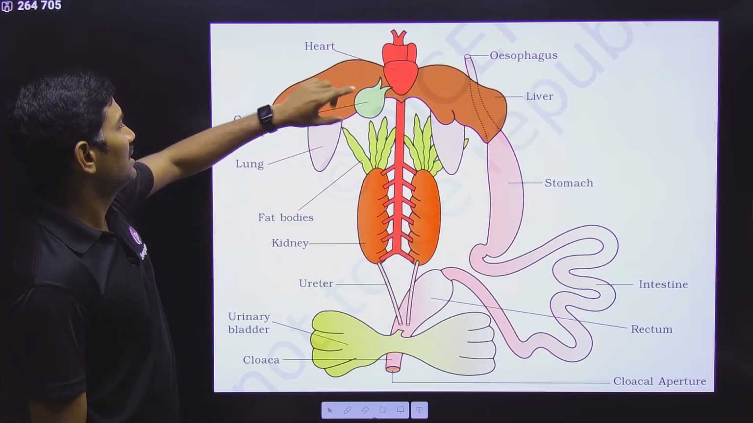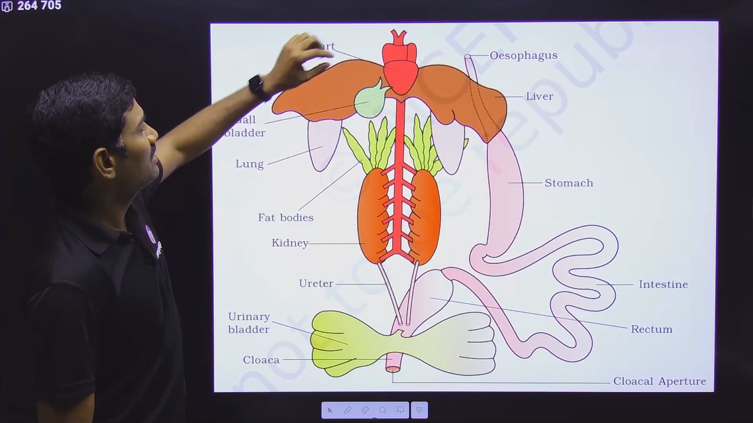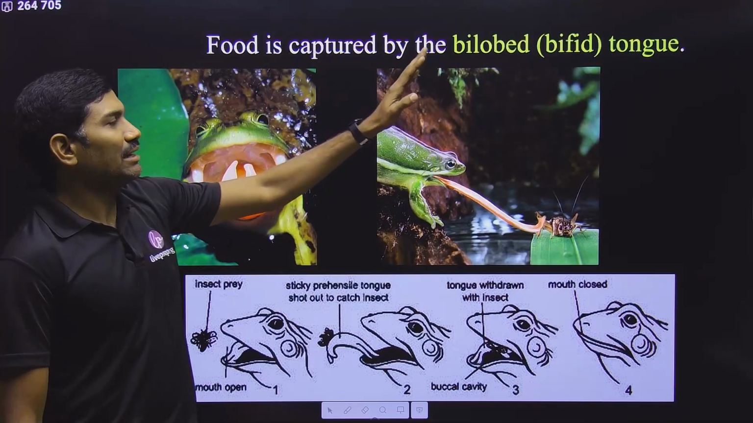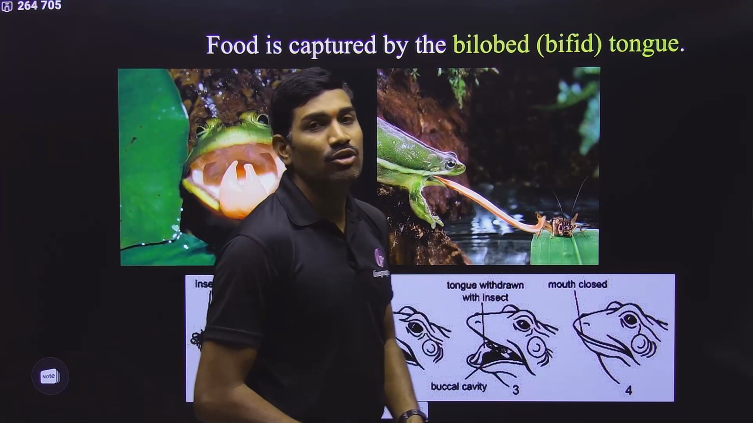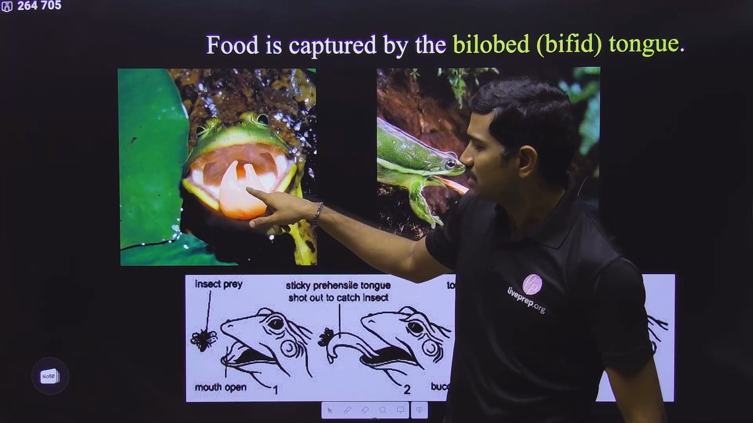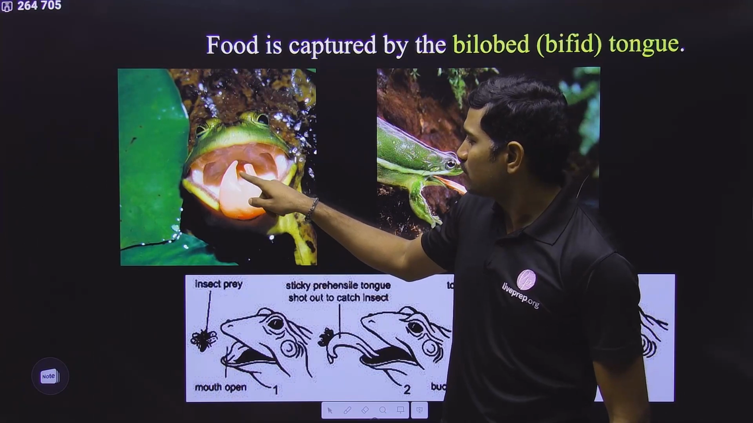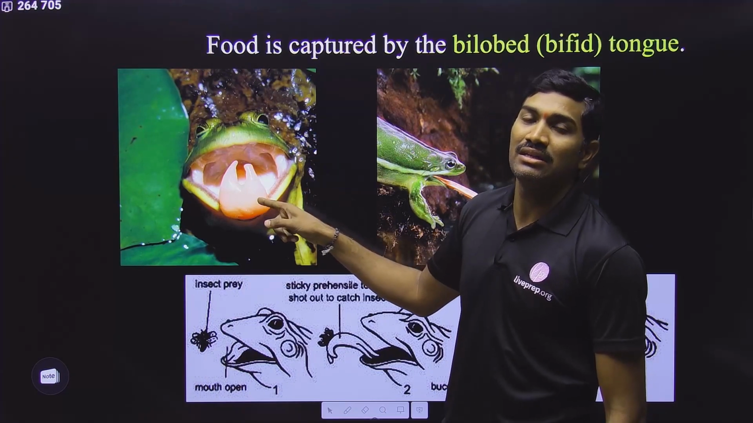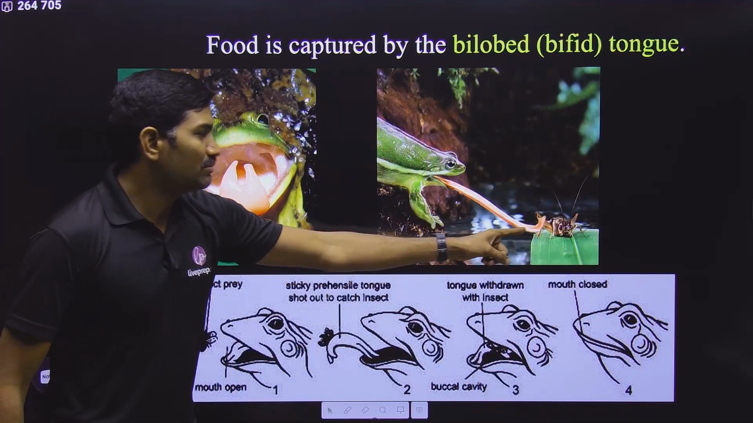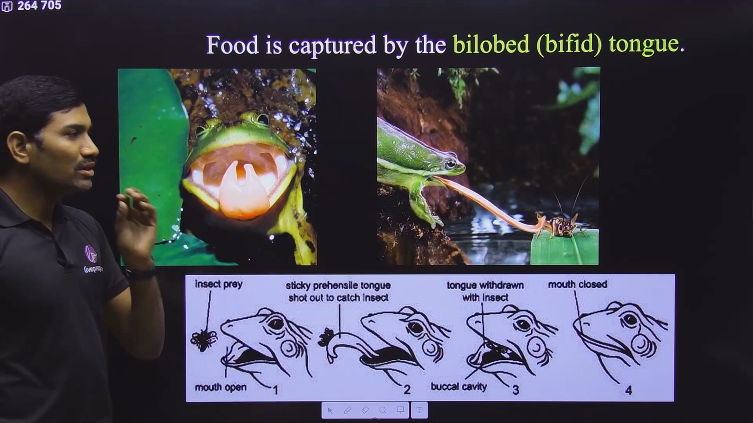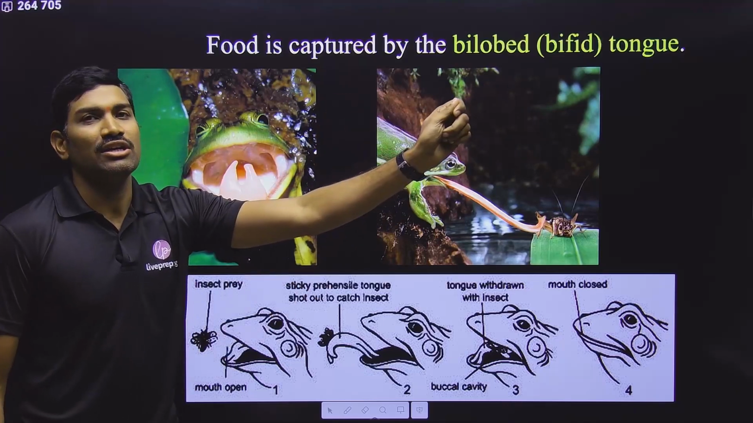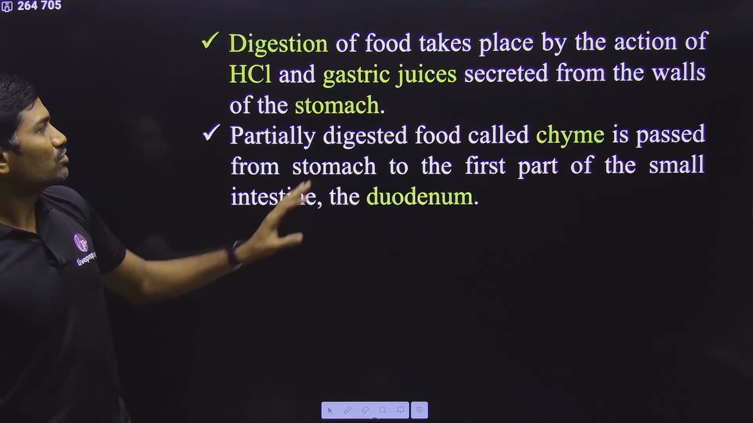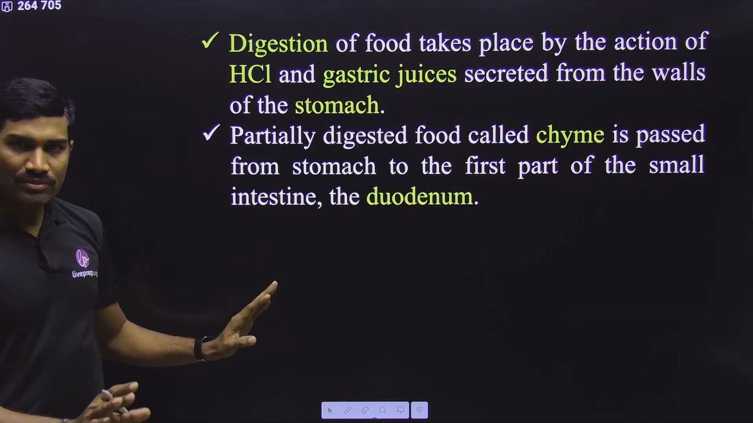So here these are the lungs, and here is the gallbladder, and this is the liver, and here is the heart. So labeling they have given, observe very carefully. Clear? And next one, food is captured by a bilobed tongue. It is also called a bifid tongue. See, at the tip it is divided into two, and this is called a bilobed or bifid tongue. And this is a protrusible tongue. Please observe carefully. It is protrusible, so it can throw its tongue out so that it can catch the prey, and again it will retract it back. In this way, it is able to collect the prey. This is one important point.